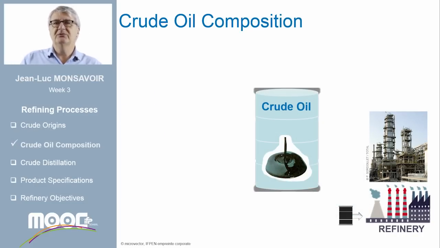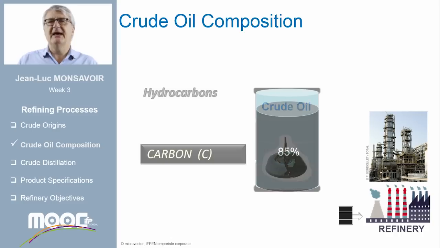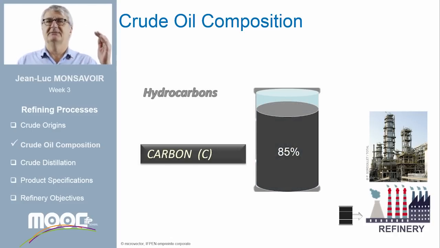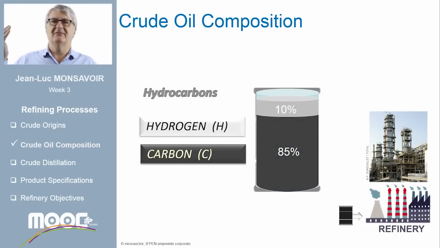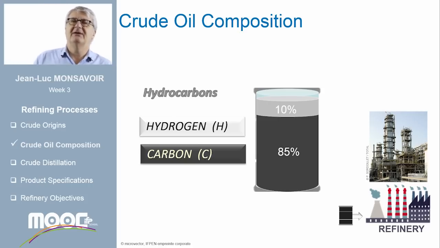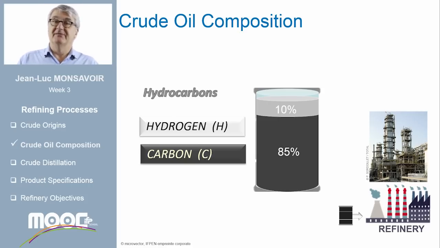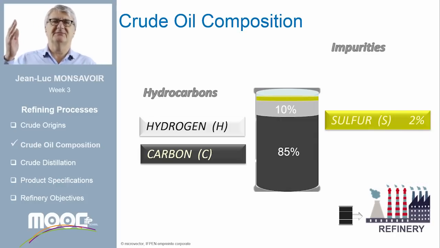In the barrel of crude, you have approximately 85% of carbon elements, plus 10% of hydrogen. The barrel of crude is composed mainly of hydrocarbons, up to 95%, consisting of carbon and hydrogen. The other 5% are called impurities. On average, after the first treatments, seen with Isabelle, and depending on the crude origin, we find approximately 2% of sulfur compounds.